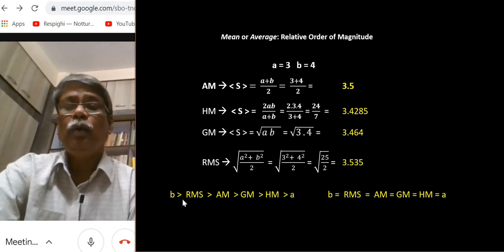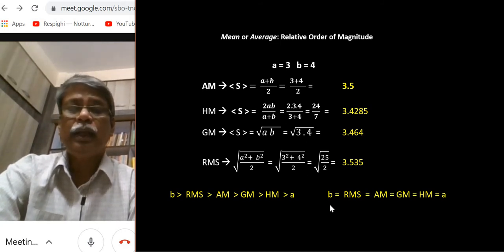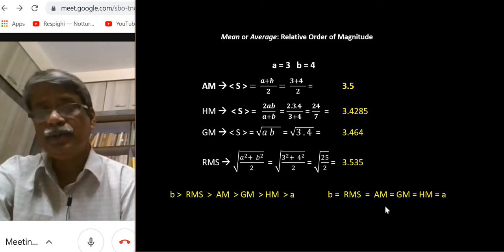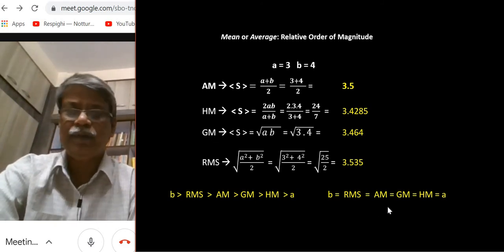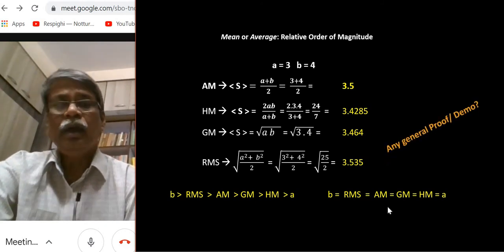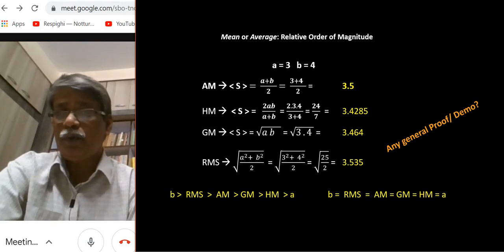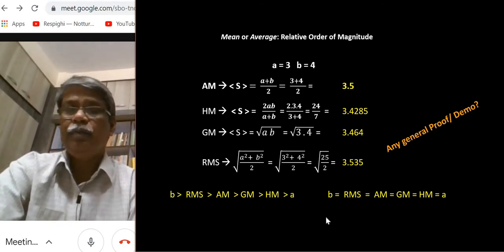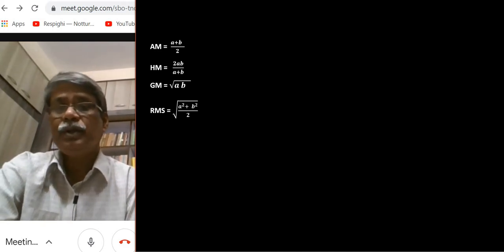And well, all this would be same if the two numbers are same, b and a. If they are same, then you can easily verify from this formula that all RMS, AM, GM and HM would become a or b, because a and b are same. So that you can verify as a task. Now we are going for the last question, any general proof or at least demonstration. So let me try in terms of a little bit of construction geometry.